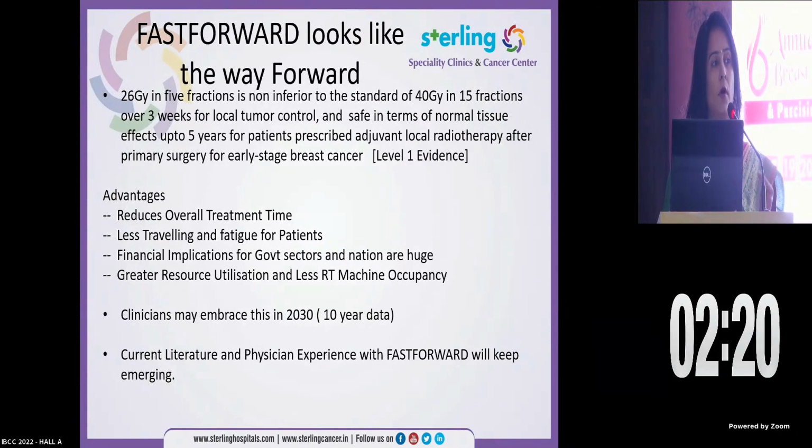It is a good boon for patients where the facility is quite heavily workloaded. For example, a tertiary care center or a government center which has a huge workload, FAST-Forward can really be a boon. But as I said, we don't have the late data, so it is very early to say that FAST-Forward can be the real thing. So we have to wait at least from today to 2030 to decide.